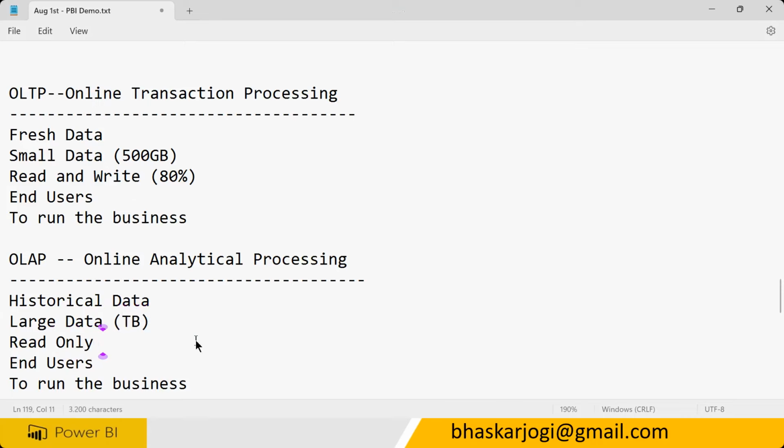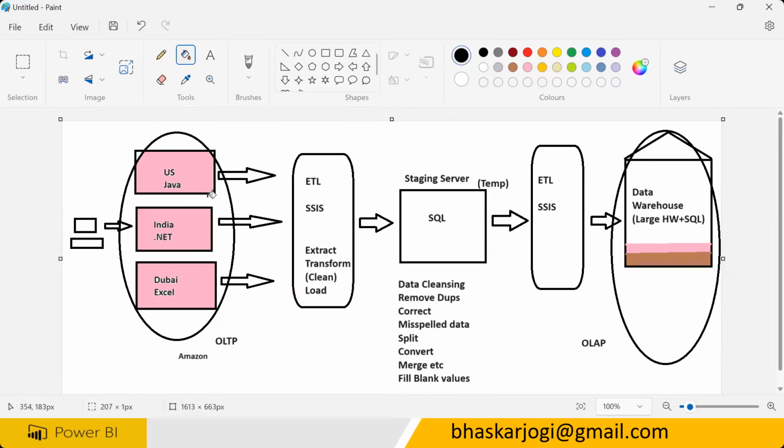Now tell me, you bought a lot of products in the last year. Do you do any kind of modification there? Will you cancel the product because it is already gone? Last year's purchased products, or 5 years back, you would have purchased a lot of products on Amazon.com. Where is Amazon going to use the old data? Is it going to use it in OLTP? No, no, no, no. OLTP data would have gone to OLAP.